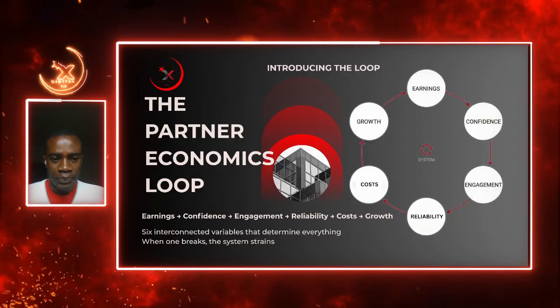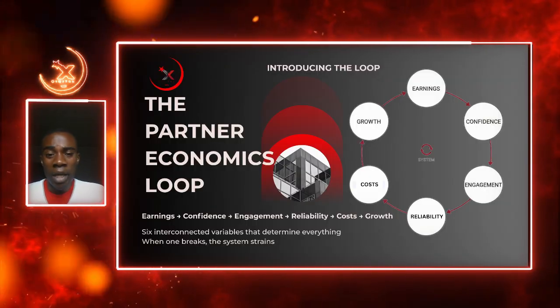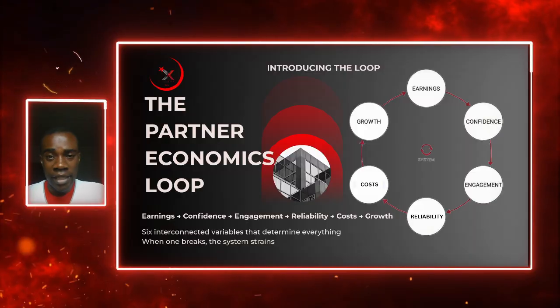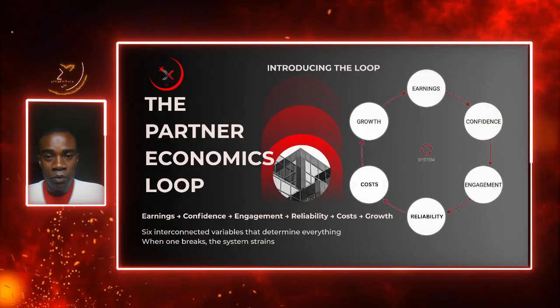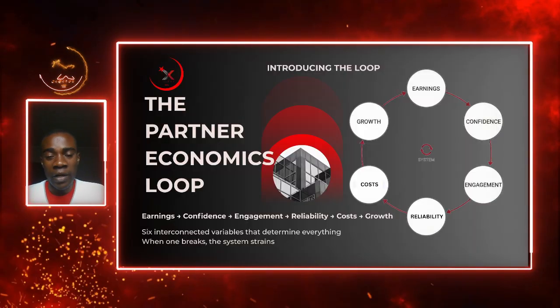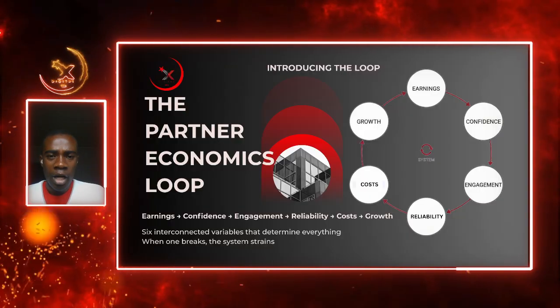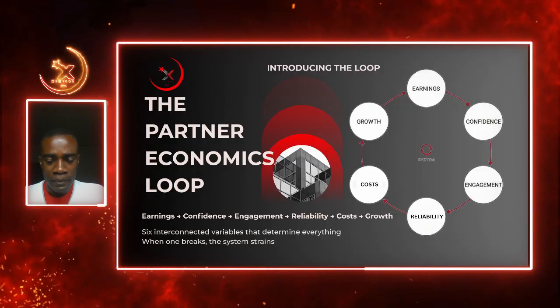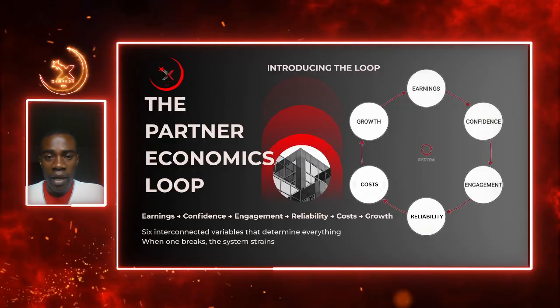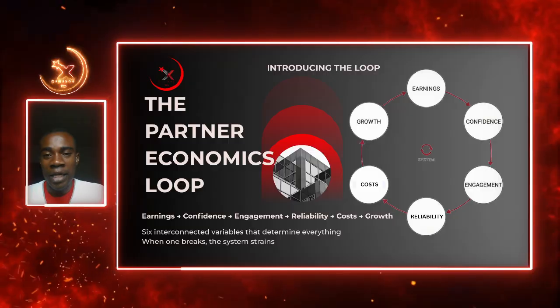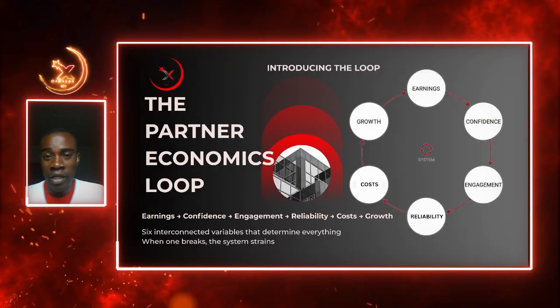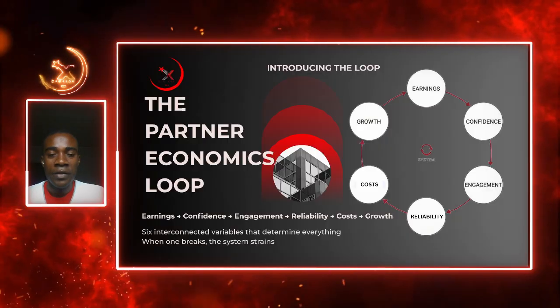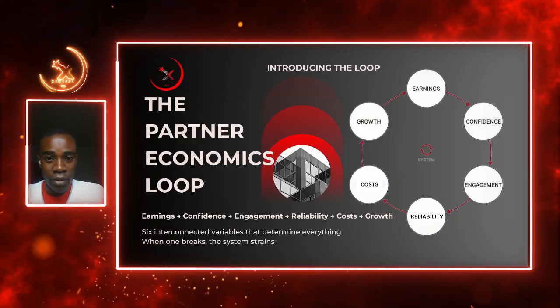Now, for years, we've treated partner behavior as random. Some days they're reliable, some days they're not. We've managed symptoms instead of understanding the system. But what if I told you there's a pattern, a predictable, interconnected system that explains why partners behave the way they do? This is the partner economics loop.